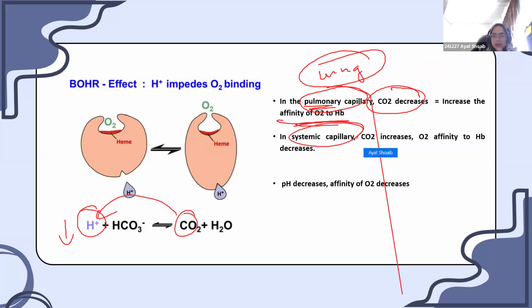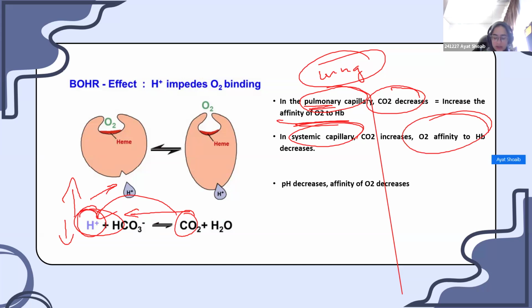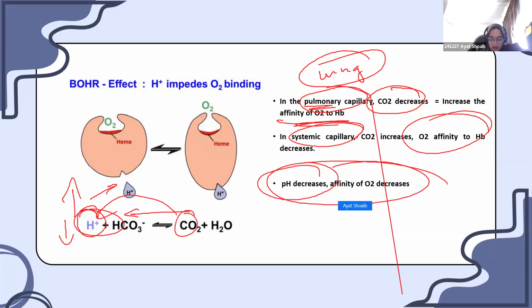In systemic capillaries, meaning the rest of our body, we have tissues that keep using the oxygen and turning it into carbon dioxide. So we have more carbon dioxide, which causes this side to increase, and this increases. If H plus increases, it goes here and changes the conformation of the heme molecule, and you need more pressure to push in the O2. So O2 affinity to hemoglobin decreases, and you need increased pressure. And we talked about this: pH decreases, affinity of O2 decreases. pH decreases means acidic.